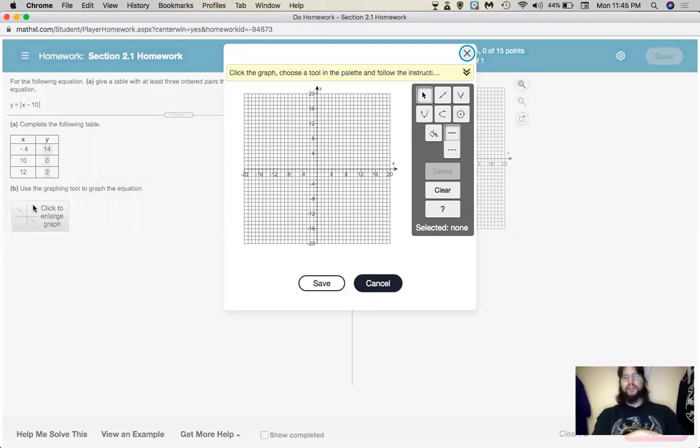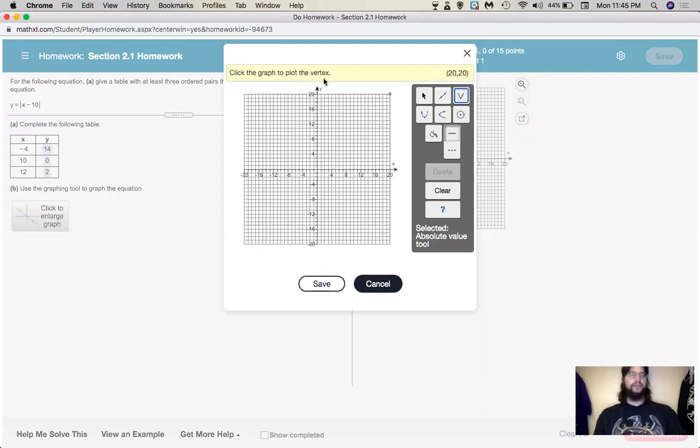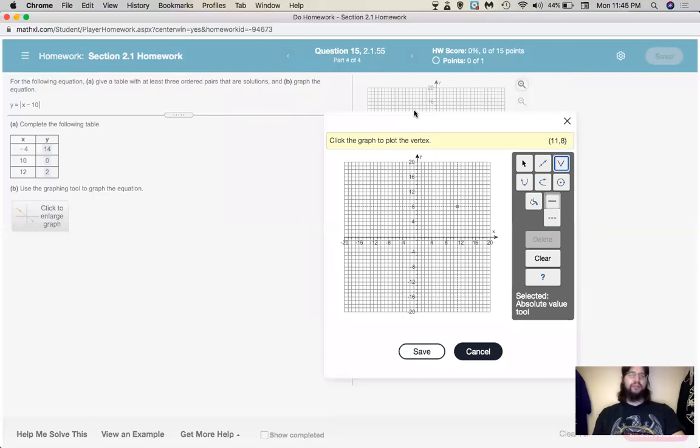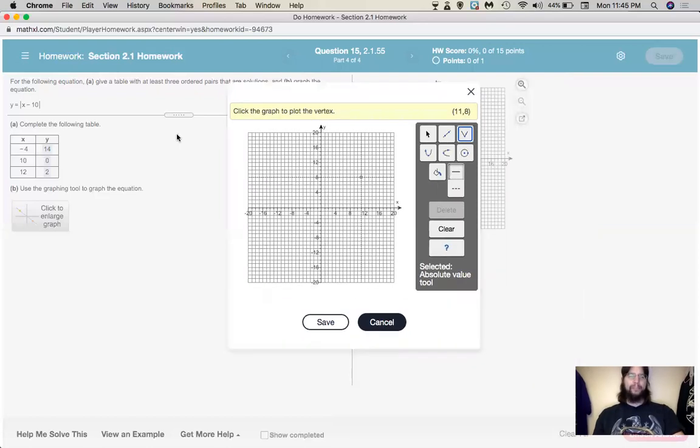So what kind of equation is this? Well, it's not linear. See, that's the line tool. If you read right underneath my cursor, line tool. It's not a vertical parabola or a horizontal parabola or a circle. It must be the absolute value tool. It says plot the vertex. Okay. So it did have. How are you supposed to do this? Learning these mother functions first.